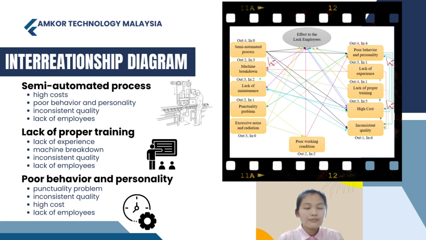Today I present the interrelationship diagram. The interrelationship diagram takes the factors from the Ishikawa diagram. This diagram will analyze the influence relationship between factors and use arrows to identify their influence. We conclude that the semi-automated process, lack of proper training, and poor behavior and personality are major factors as they have 4 and most outgoing arrows.